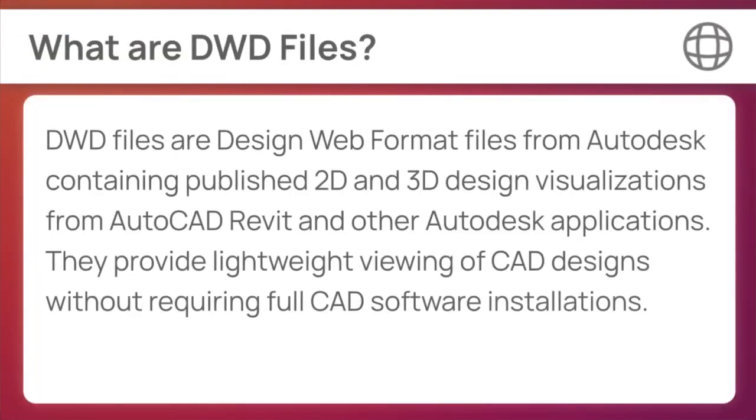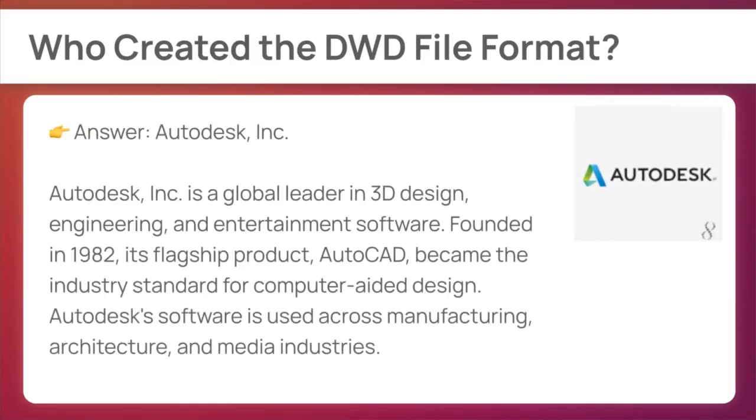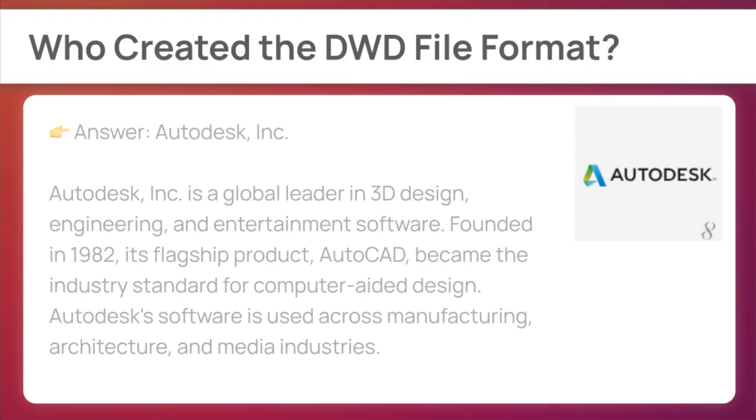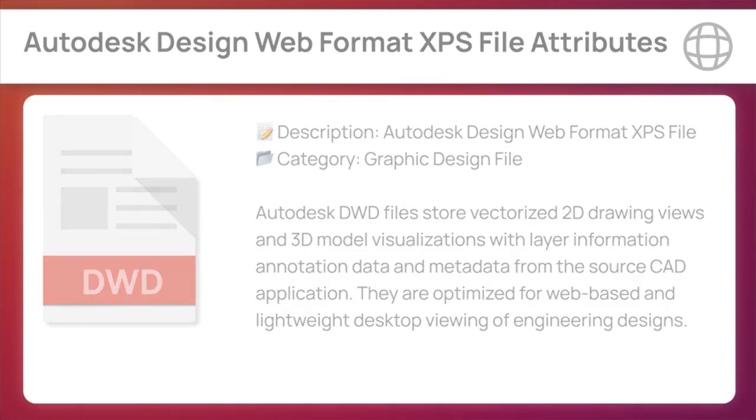DWD files are Design Web Format files from Autodesk containing published 2D and 3D design visualizations from AutoCAD, Revit, and other Autodesk applications. They provide lightweight viewing of CAD designs without requiring full CAD software installations. Autodesk DWD files store vectorized 2D drawing views and 3D model visualizations with layer information, annotation data, and metadata from the source CAD application. They are optimized for web-based and lightweight desktop viewing of engineering designs.